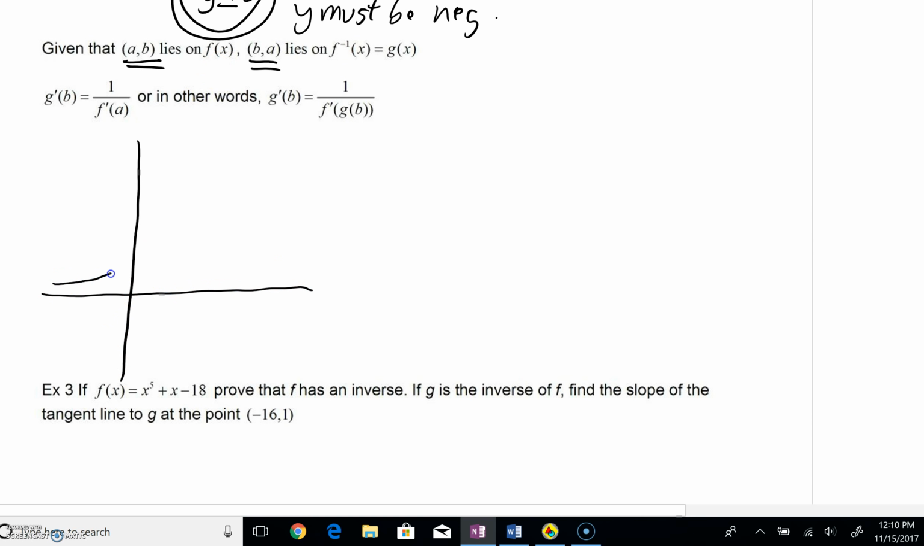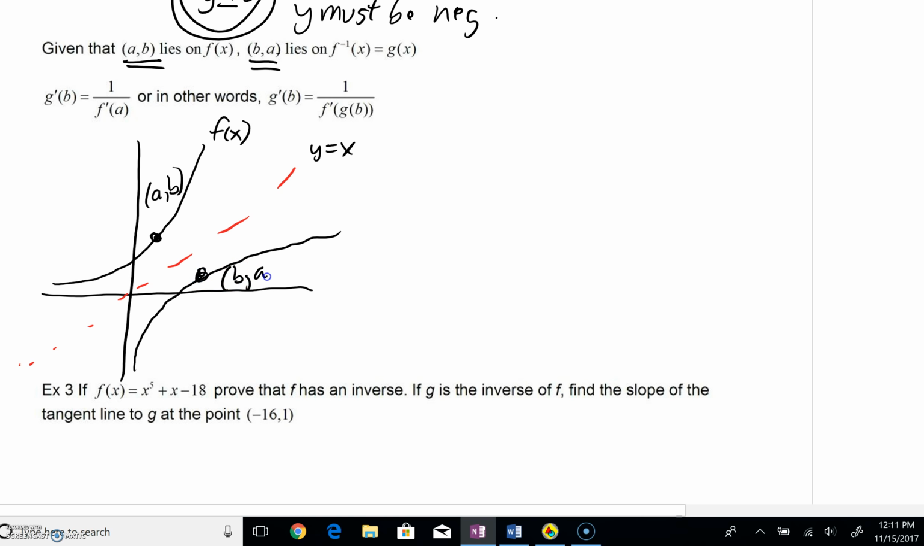So let's just say that you've got a function f of x, and I'm just writing it very abstractly. But I also have some arbitrary point, a comma b. Now remember, we also said that there should be the line y equals x whenever we're dealing with an inverse function. And if I were to have g, of course, g is going to look something more like that. B comma a would be that reflection that we'd have over the line y equals x.